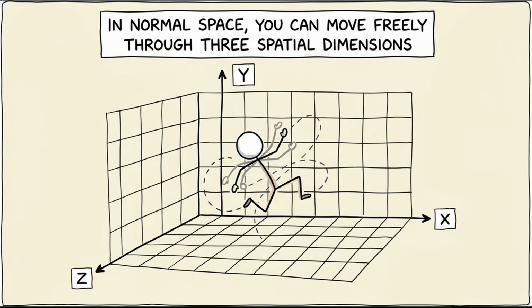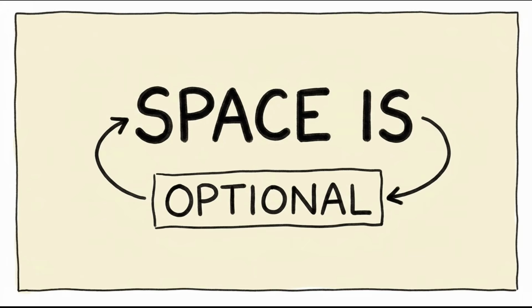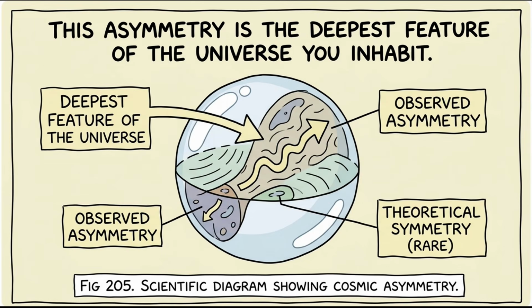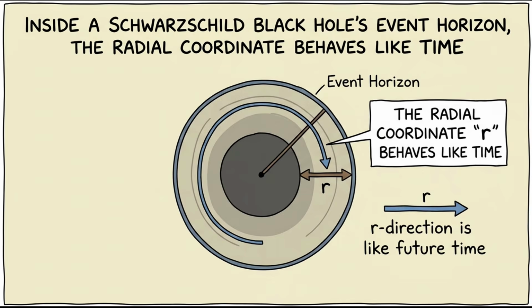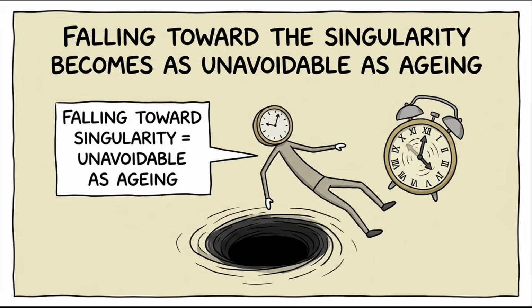In normal space, you can move freely through 3 spatial dimensions. Time moves forward whether you like it or not. Space is optional. Time is mandatory. This asymmetry is the deepest feature of the universe you inhabit. Inside a Schwarzschild black hole's event horizon, the radial coordinate, distance from the center, behaves mathematically like time. The time coordinate behaves like space. Falling toward the singularity becomes as unavoidable as aging.